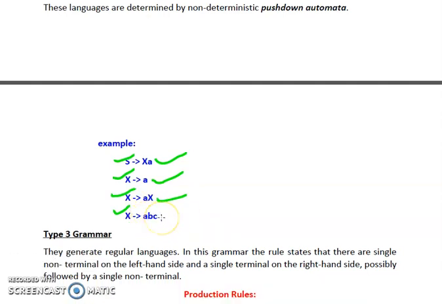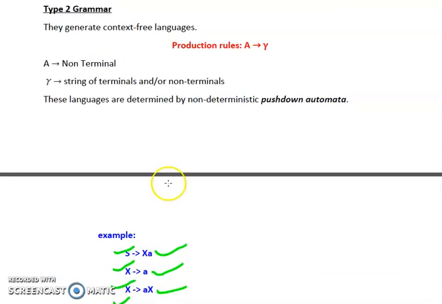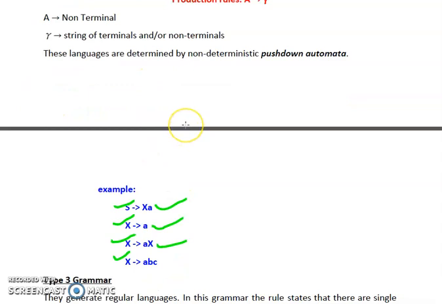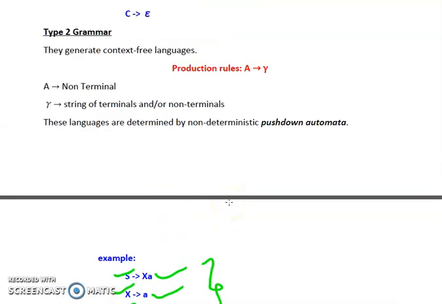Now, in the third production rule, we have A, B, C, all written in small letters. That means these three are terminals. So, we have three terminals on the right hand side. So, this is also satisfying our condition because gamma is a string of terminals or non-terminals or combination of both. So, in this we have gamma as the string of terminals. So, this is also satisfying our rule. So, these are the examples of our type 2 grammar.